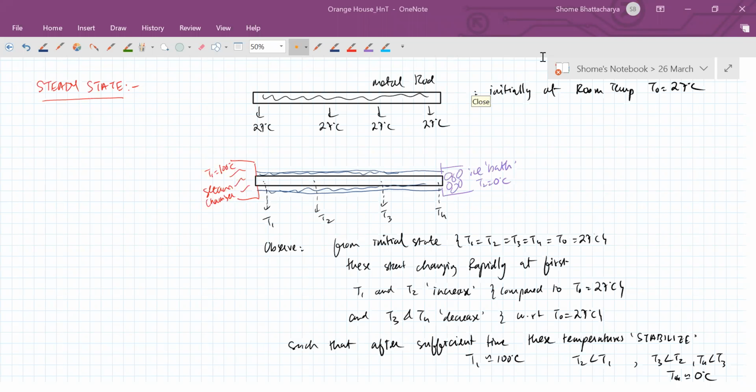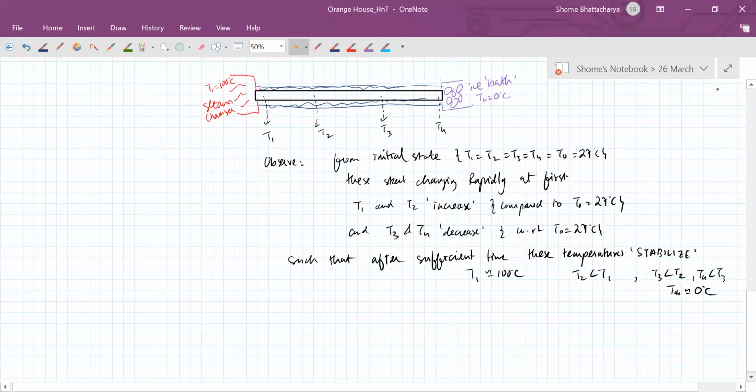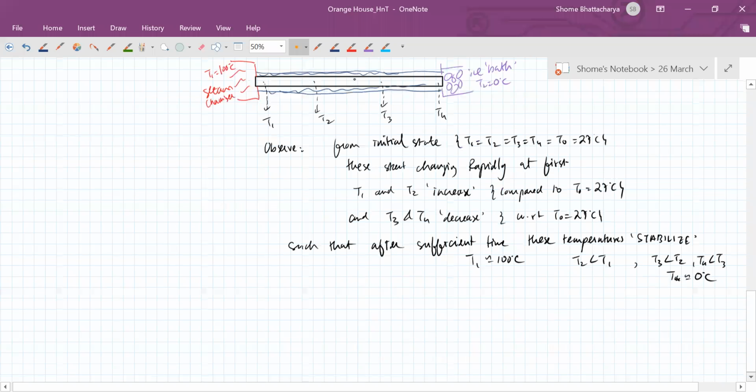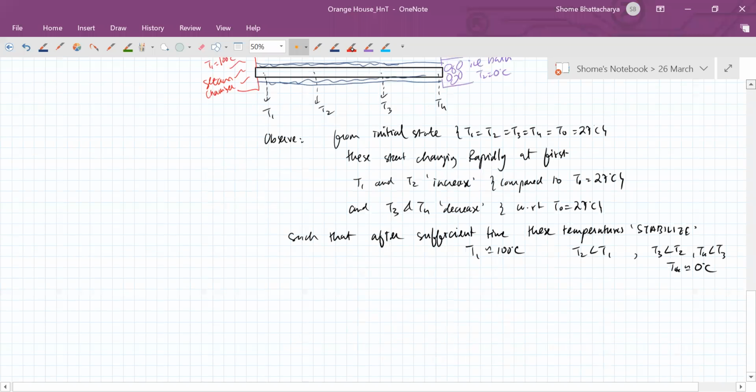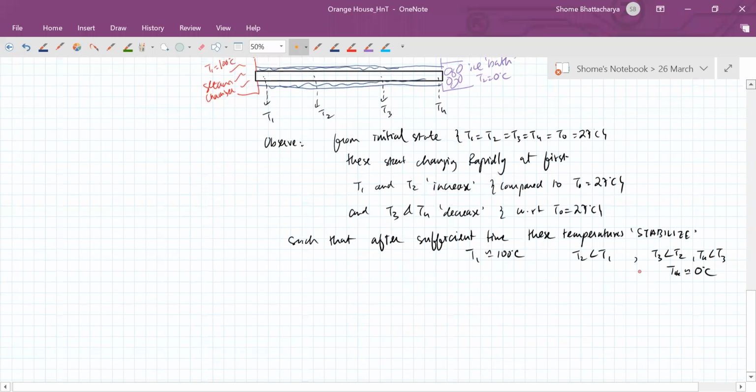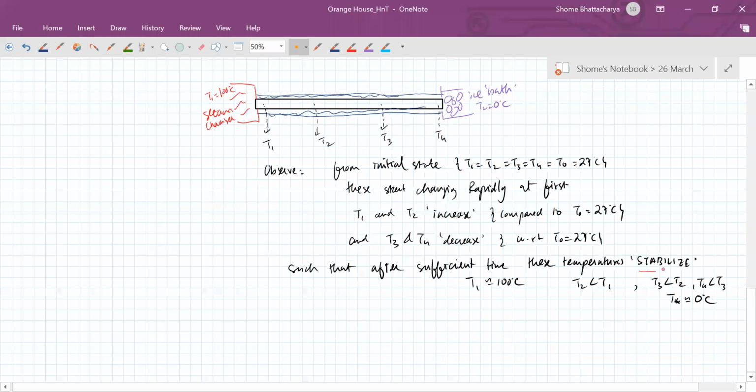I'll explain that, how it is uniform. Okay. So when these temperatures stabilize at various different points, we say steady state has been reached.